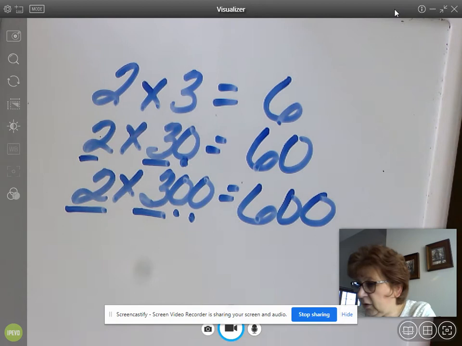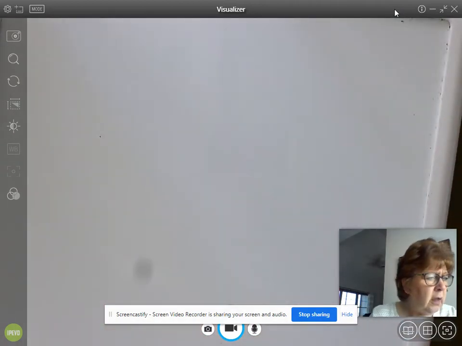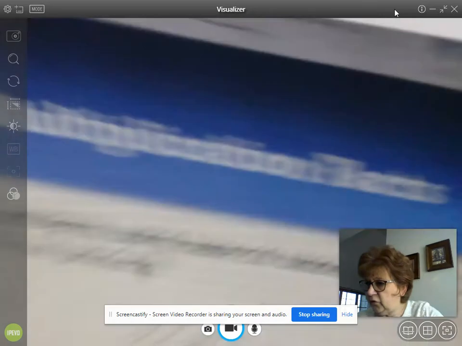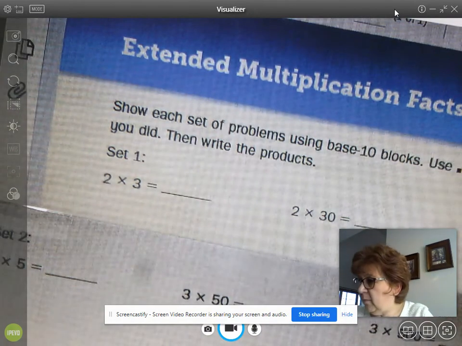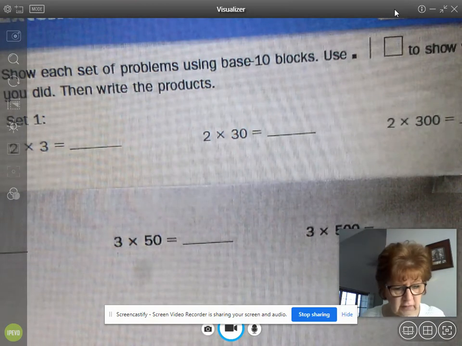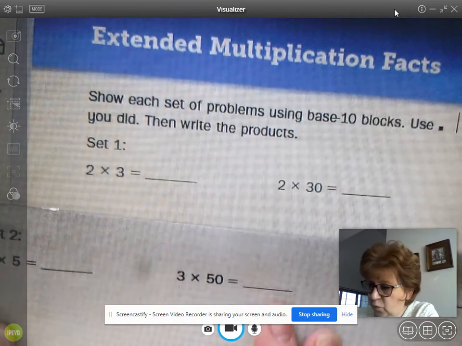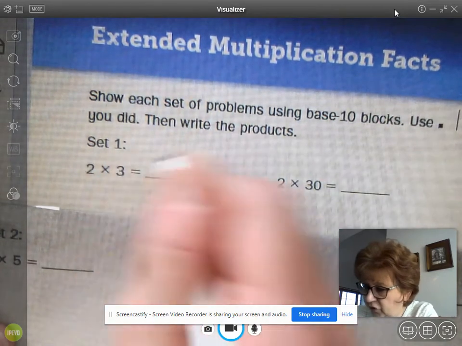So let's look at a journal page. And you know, the reason these are so dark is because I can't print them. So I have to take a picture of my screen and then print that. So this is the one we just looked at. So we said 2 times 3 equals 6.